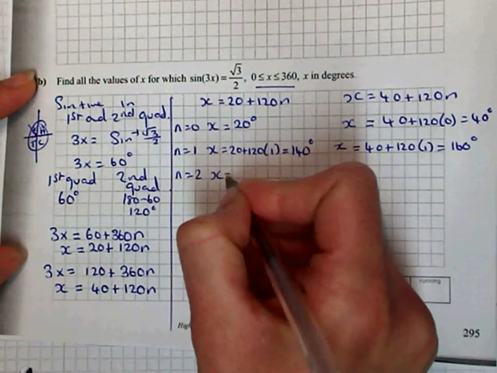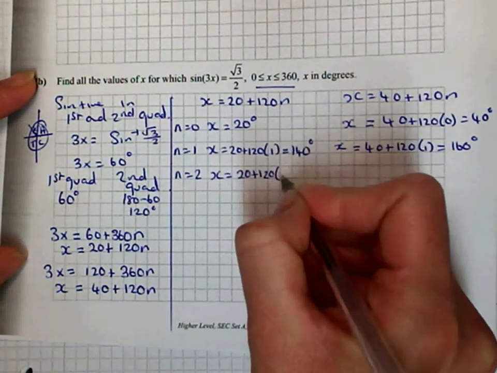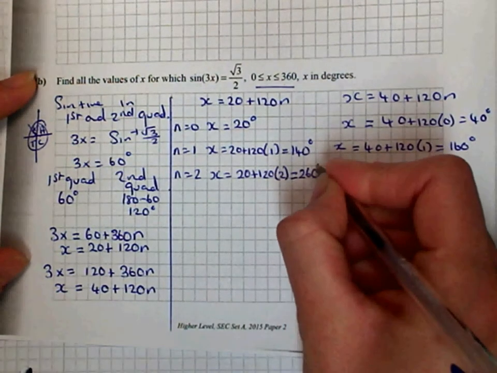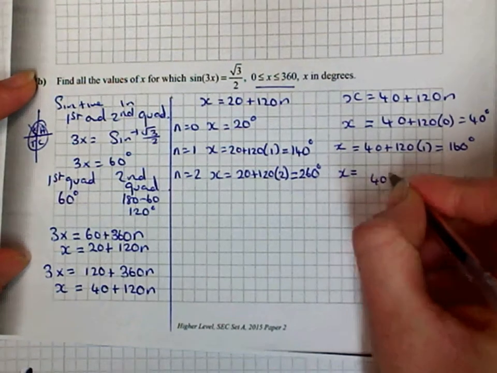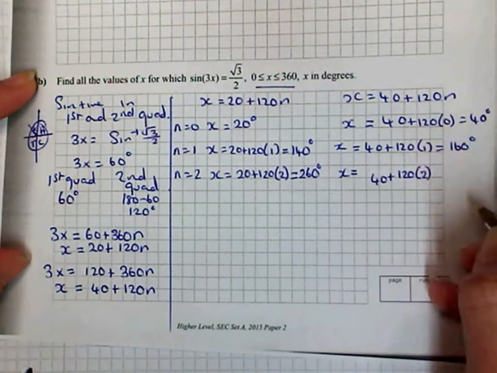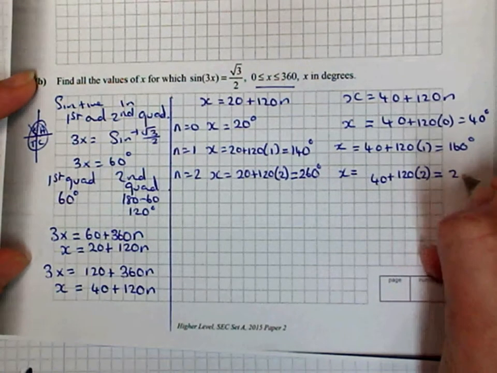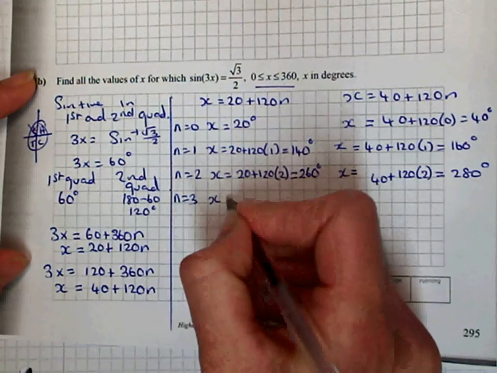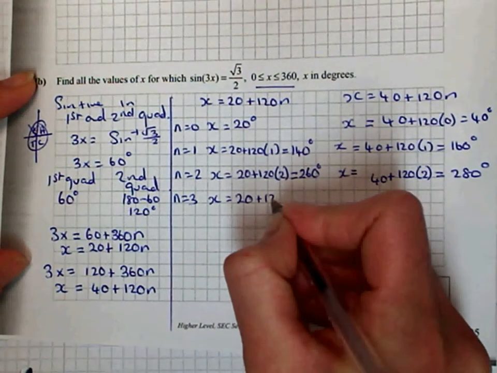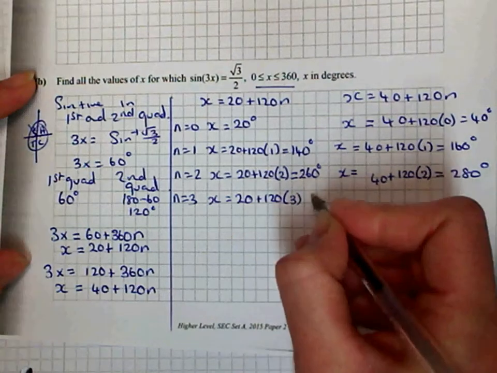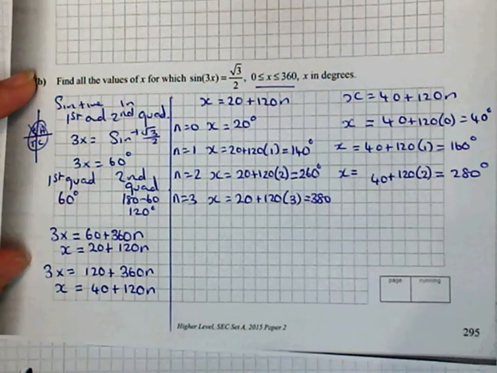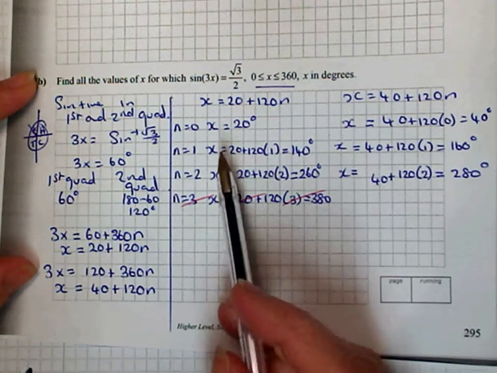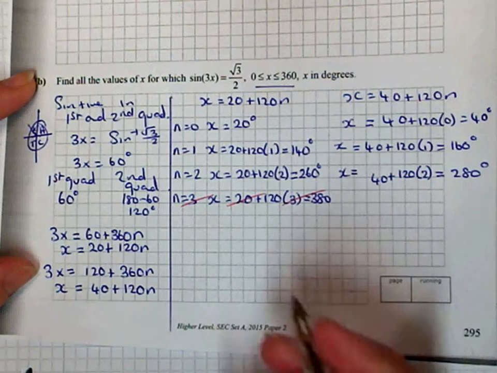n equal to 2, x is equal to 20 plus 120 by 2, so that's giving you 260 degrees in our range, and x is equal to 40 plus 120 by 2, which gives us 280 degrees. Okay, all within our range. Now if we try n equal to 3, x is equal to 20 plus 120 by 3, and straight away we're outside our range at 380 degrees. So we have all our angles that satisfy that equation between 0 and 360 degrees.